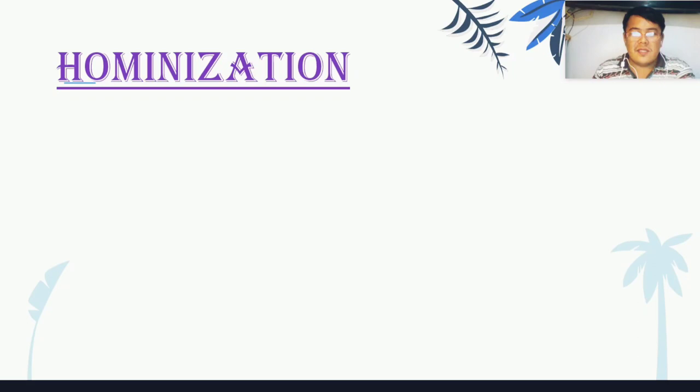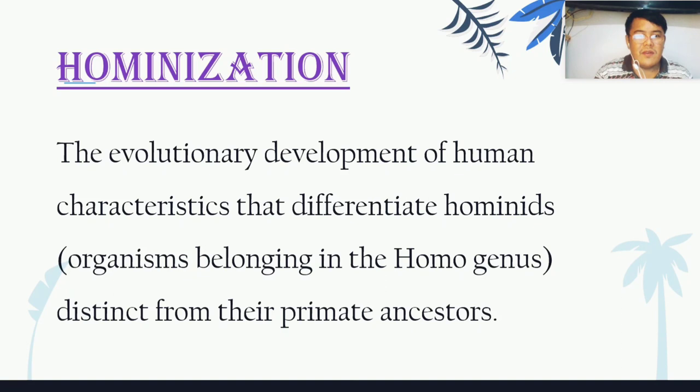Okay, hominization. So sabi ko nga, evolution ng tao biologically. The evolutionary development of human characteristics that differentiate hominids or organisms belonging in the Homo genus distinct from their primate ancestors. So yung kanina, although may pagkaiba sa mga apes, marami siyang pagkatulad. Unlike this one, so iba daw yung itsura niya, mas mukhang tao, no?